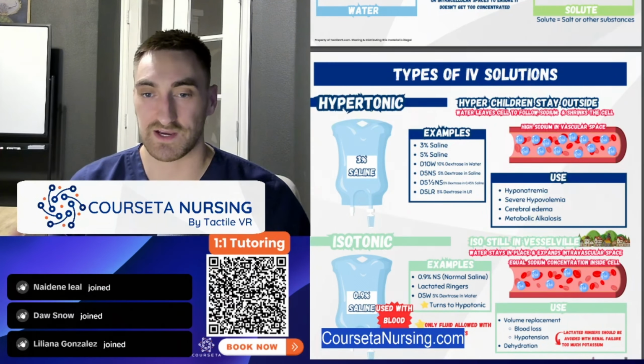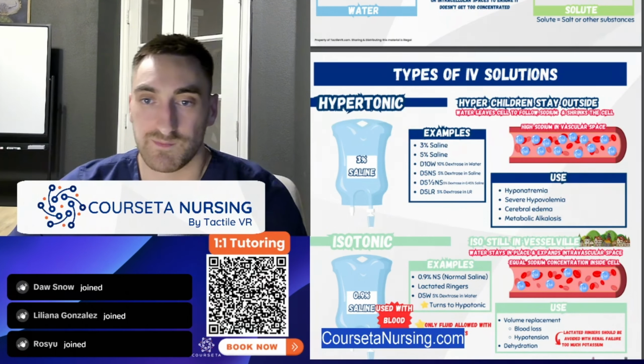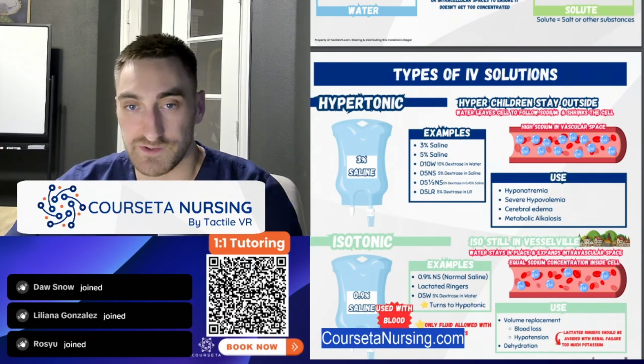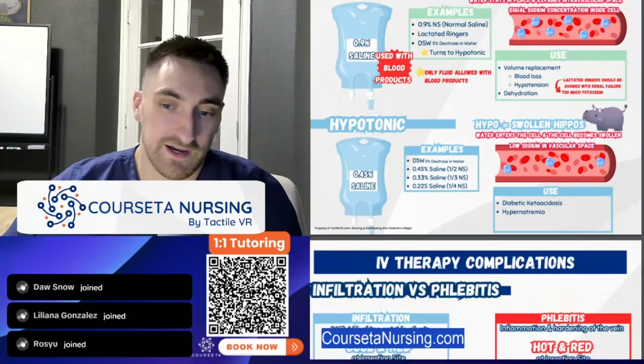So severe hypovolemia, this is not as common realistically, but it is something they may question you about. And then once again, cerebral edema, and then metabolic alkalosis as well is another condition that could possibly be used for hypertonic fluids.